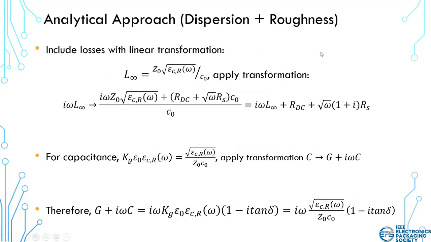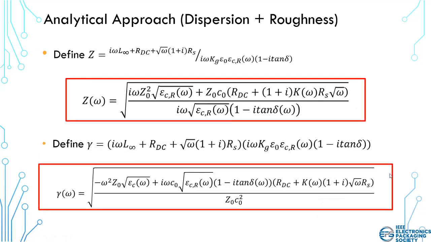So here we want to include losses with a linear transformation. Our inductance is simply the characteristic impedance divided by the speed of light in the material, in the PCB substrate, I should say. Now we can take a linear transformation once we know L of infinity, and we have the numerator in the characteristic impedance equation from transmission line theory. Do the same for the capacitance. We now have the denominator from the impedance equation from transmission line theory.